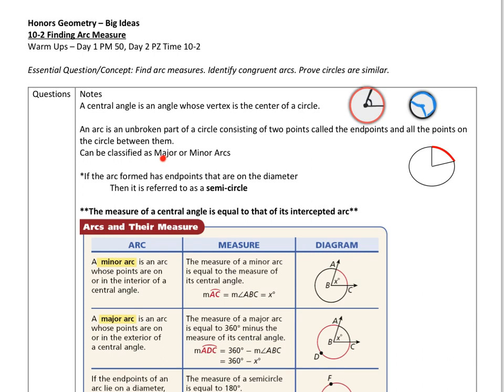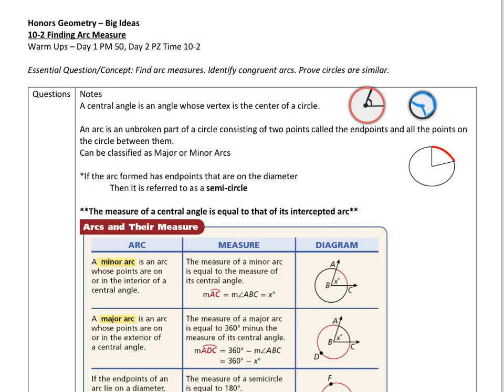Well, what happens is we have to classify these. And we can classify them as a major or minor arc of the circle. So the central angle will create these arcs. So you have this little arc, and you have that arc. This would be the minor arc, that would be the major arc, just like they say. Minor arc, major arc.